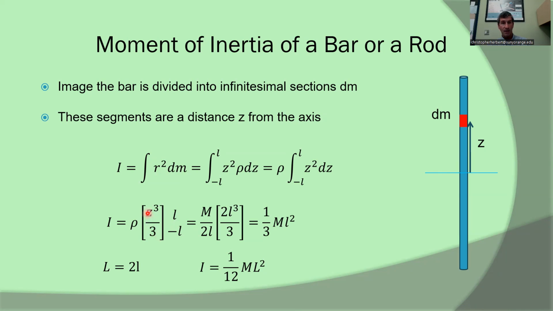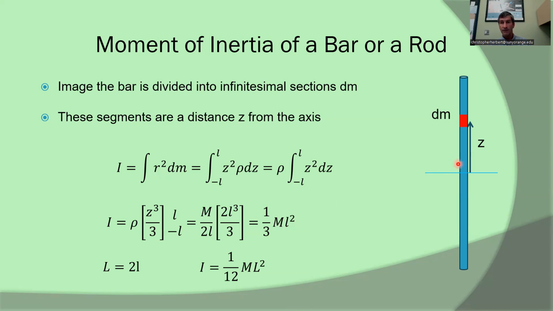That just becomes 2L cubed over 3, okay? Now my density is the mass divided by the overall length. This went from -L to L, so it was 2L long, the mass per length, 2L. The 2's cancel out. L cubed divided by L becomes L squared. I get 1/3 ml squared for this.